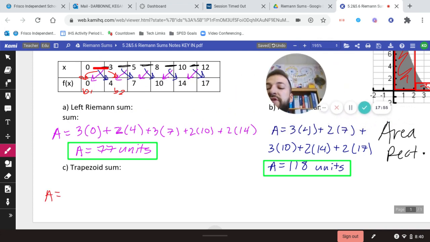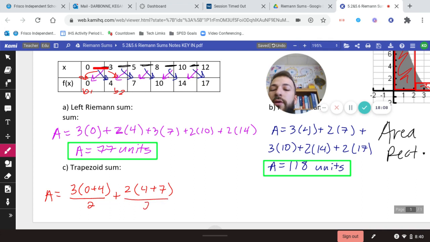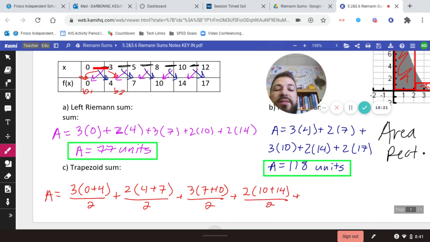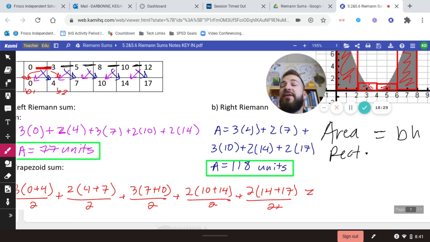So for my trapezoid sum, our area would be equal to 3 times (0 plus 4) over 2 plus 2 times (4 plus 7) over 2 plus 3 times (7 plus 10) over 2 plus 2 times (10 plus 14) over 2 plus 2 times (14 plus 17) over 2. And that does give us, if we add it all the way up, 97.5.